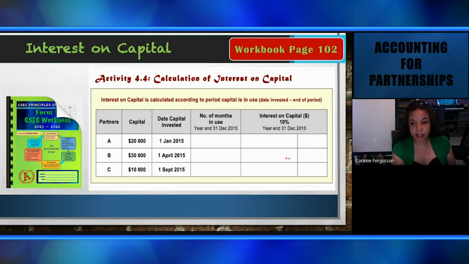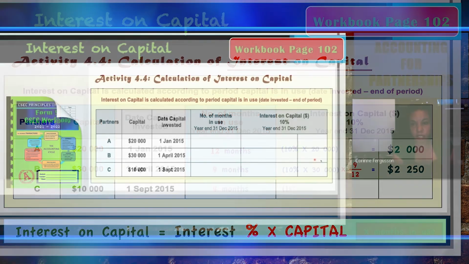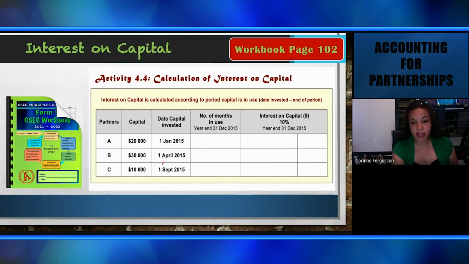And then this big space is to show your working. For the first one, the working was just 10% of 20,000, and the answer, which is 2,000. Here you would put your working. Remember, it will be 10% of 30,000, but then you're going to multiply by 9 months over 12. And then the answer you get is going to go in this last column here. And then you're going to do the same thing for partner C. Work out how many months, put the months here, then put your working, and then put the answer.